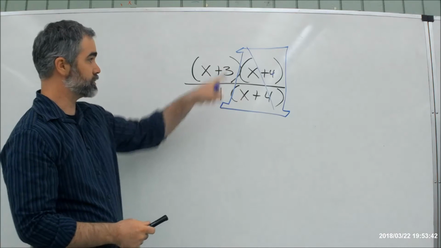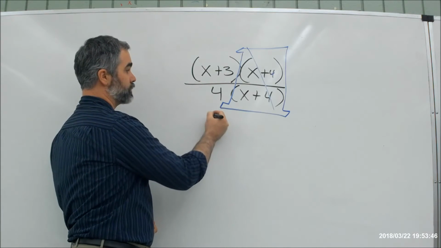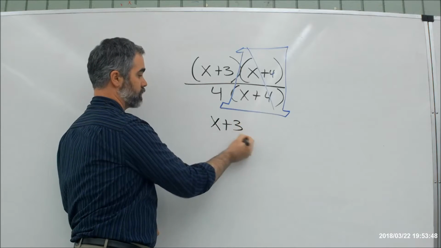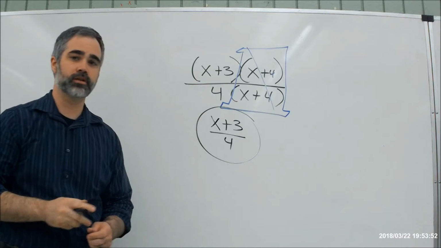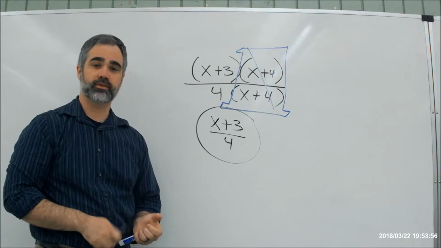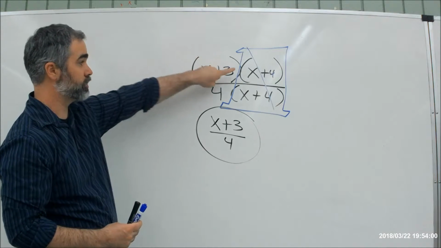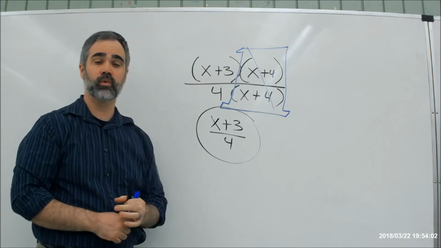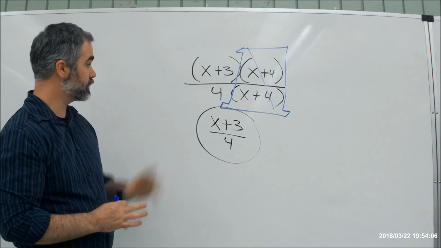I hope you guys have fun drawing these big 1s. So what you're left with here is x plus 3 over 4, and that would be your answer, the simplified version of that fraction. It would be equivalent to the one that you started with. And again, we found that by factoring and looking for big 1s, because you can divide big 1s without changing your fraction. All right, that's a great example.